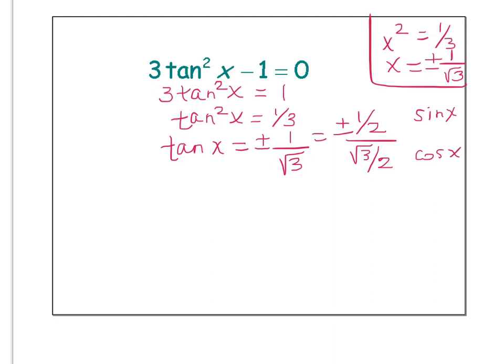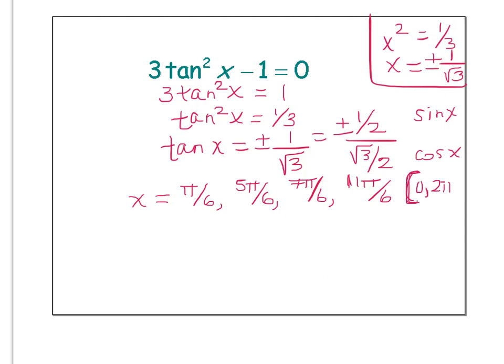So general solution, we have x equals pi over 6, first quadrant, tangent's positive, 5 pi over 6, second quadrant, tangent's negative. 7 pi over 6, third quadrant, tangent is positive again. And then 11 pi over 6, fourth quadrant, tangent is negative. And again, that gets us from 0, these are brackets, to 2 pi.